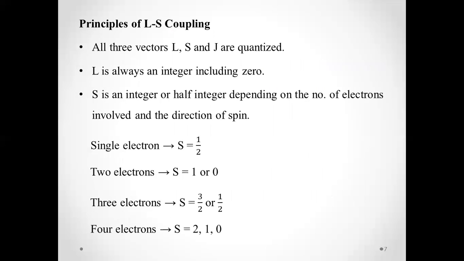The principles of LS coupling are as follows. Here, all three vectors, that is capital L, capital S, and capital J, are quantized. Secondly, capital L is always an integer, including 0. Third, the spin vector, capital S, is an integer or half integer, depending on the number of electrons involved and the direction of spin.